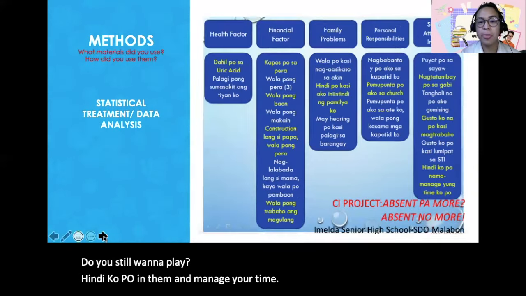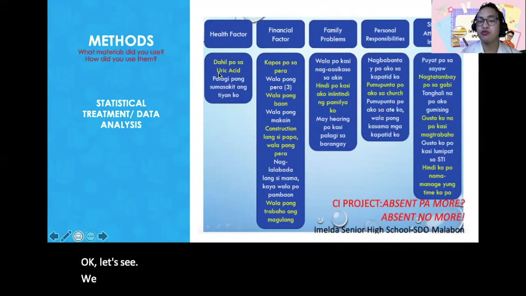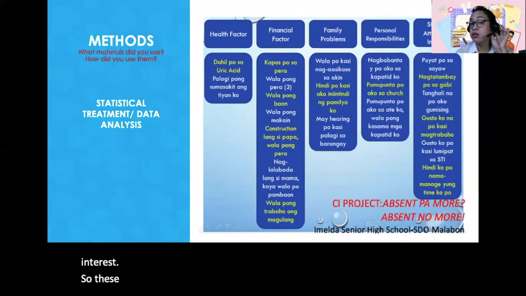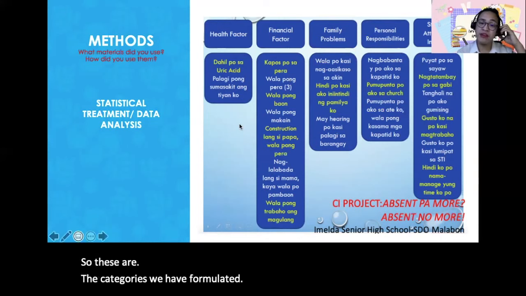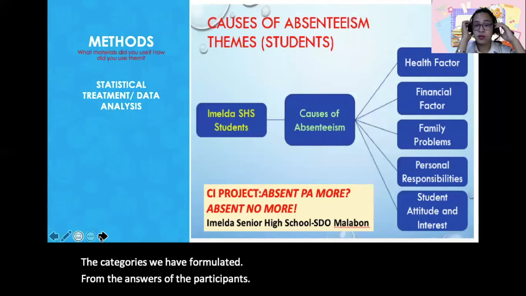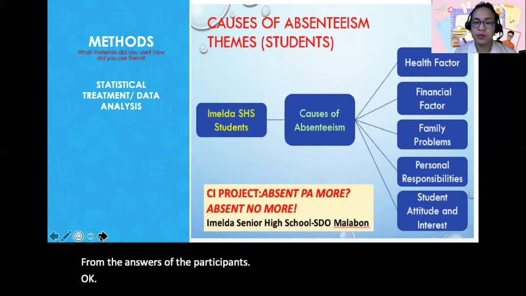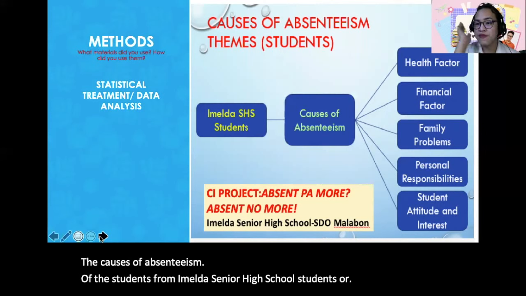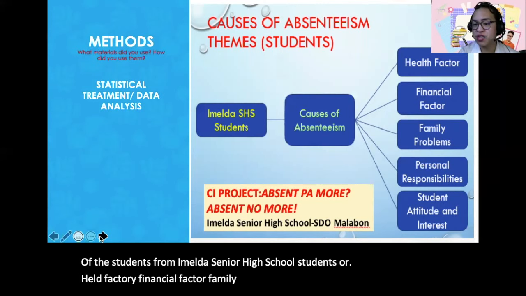Okay, let's see. We have here health factor: uric acid, sumasakit ang tiyan ko. Financial factor: pera. We have family problems, personal responsibilities, student attitude, and interest. So these are the categories we have formulated from the answers of the participants. So the causes of absenteeism of the students from IMRD senior high school students are health factor, financial factor, family problems, personal responsibilities, student attitude, and interest.